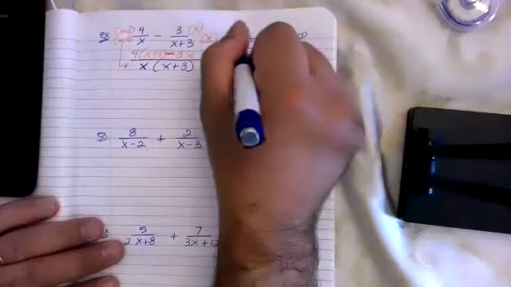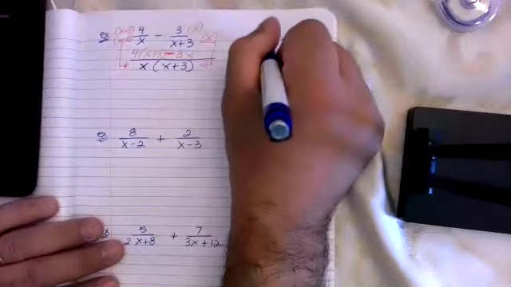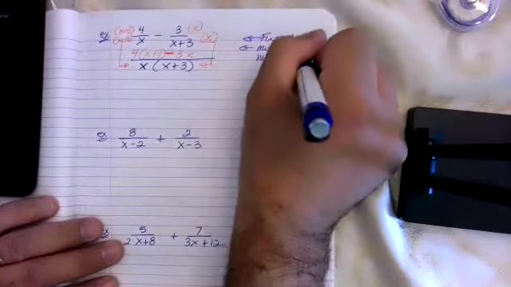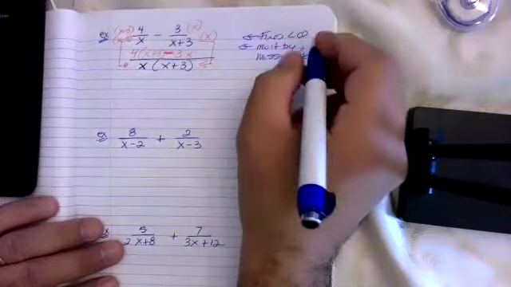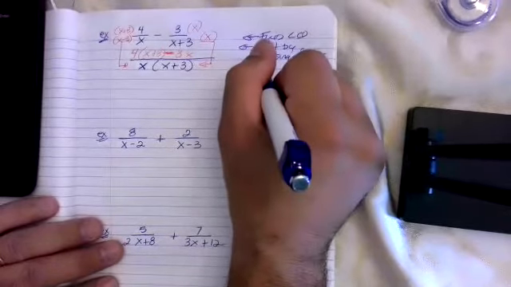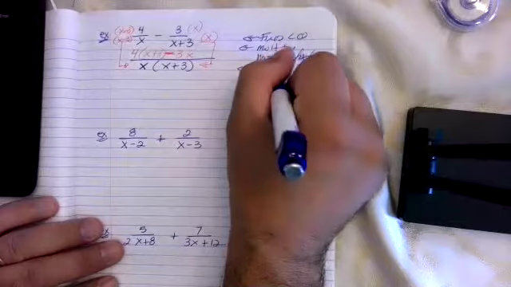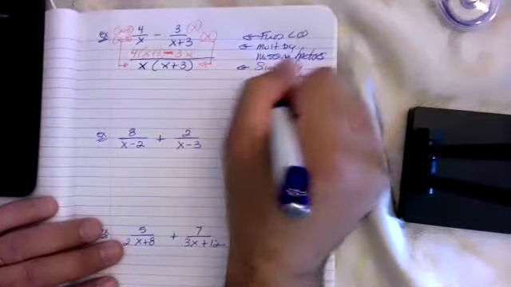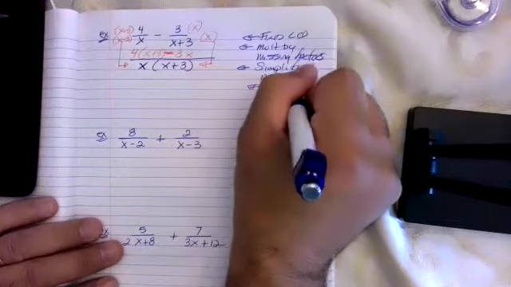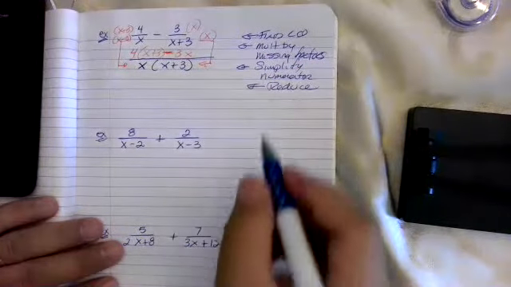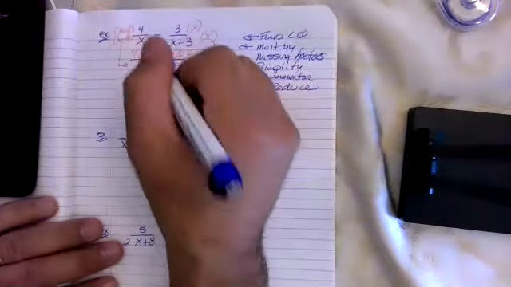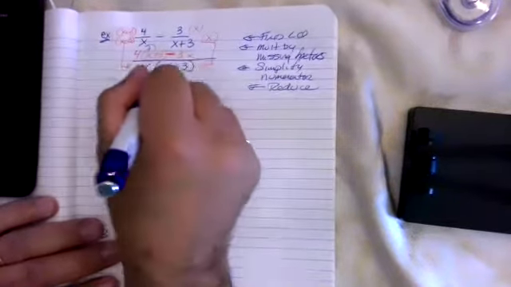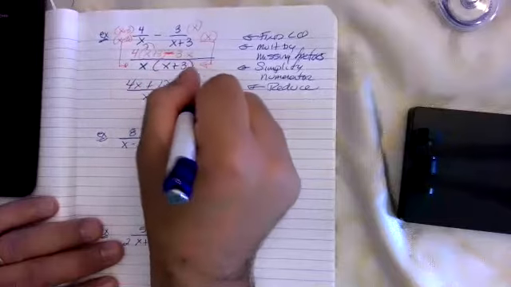So I multiply by the missing factors. And now I could simplify my numerator, and then I'll reduce if I can. So to simplify the numerator, I'm going to distribute. So I have 4x plus 12 minus 3x all over x, x plus 3.